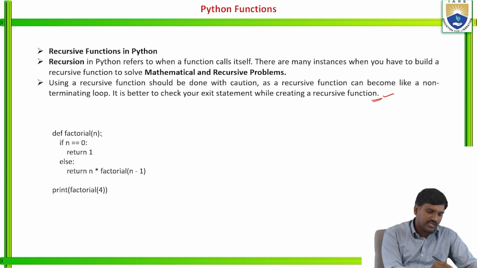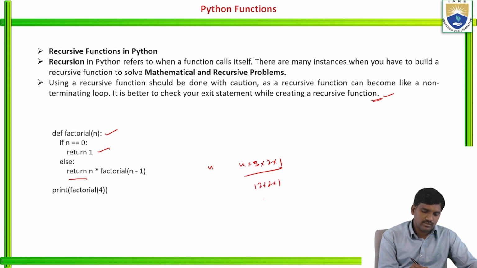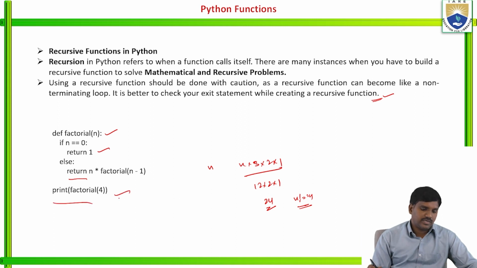So here, def factorial(n): if n is equal to 0, return 1, or else return n * factorial(n - 1). For example, 4 into 3, 3 into 2, 2 into 1, so 4 factorial is 24. At the end, you can print the factorial of 4.